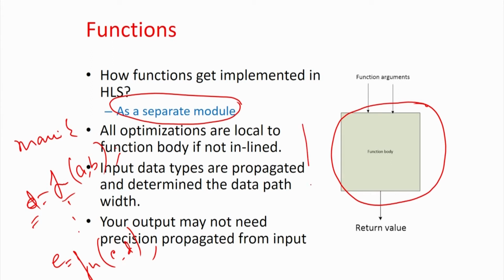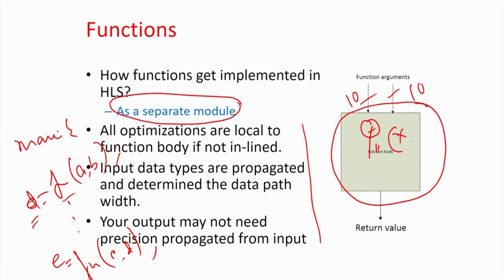Again, the data types. How do you decide how the data width within the function is determined? That has to be understood from the designer's perspective. The important point is that when you write a function, the data path width is determined by the input width. So, if your data path width is say 10 bits and you add here, the output will become 11 bits, because you are doing this.